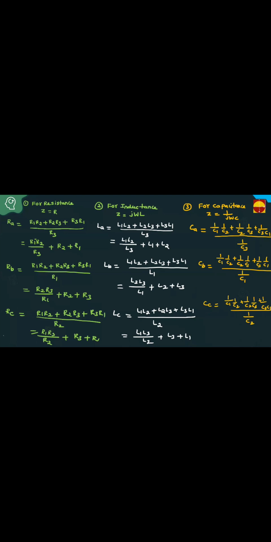Okay, this is about how to apply star to delta for resistance, inductance and capacitance. Now in these cases, if you equate R1 equal to R2 equal to R3 equal to R, we get RA equal to RB equal to RC equal to 3R. Here LA equal to LB equal to LC equal to 3L. But here CA equal to CB equal to CC equal to C by 3. That is in star to delta conversion. Resistance and inductances are increased by 3 times, but capacitance is reduced by 3 times.